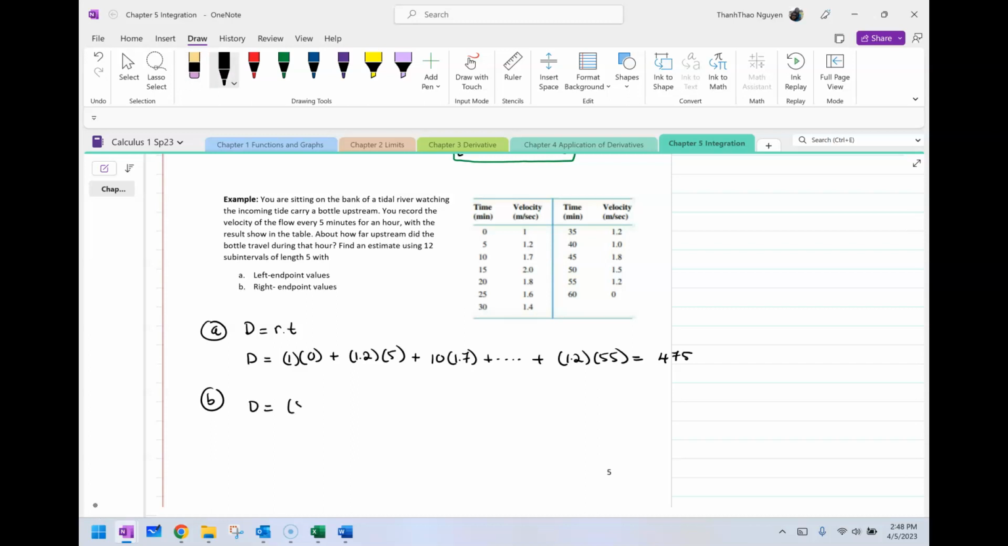In part B, again, if we want to use the right endpoint, then our first starting point is 5. So D equal 5 times 1.2, plus 10 times 1.7, so on and so forth. The last one is 60 times 0, and this distance is 475. So it's saying that you're sitting there and watching the bottle traveling up the stream a total of 475 meters in 60 minutes.